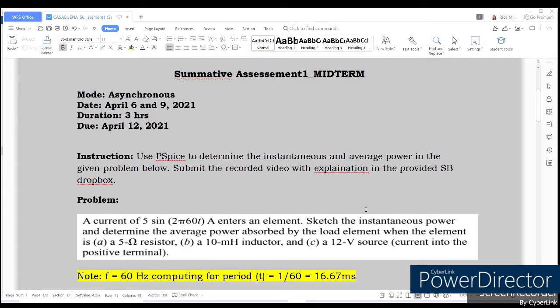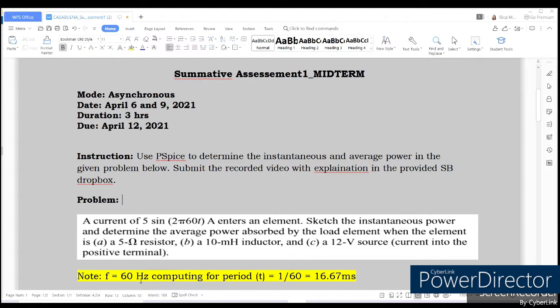Going back to the given in the problem, it is noted that the peak amplitude of the AC current is 5 and our frequency is 60 Hz. Then, taking note of our lecture from our previous subjects in AC circuits, since frequency is given, we can compute for the period, which is 1 over frequency. So here, the period T will be 1 over 60, or 16.67 milliseconds.